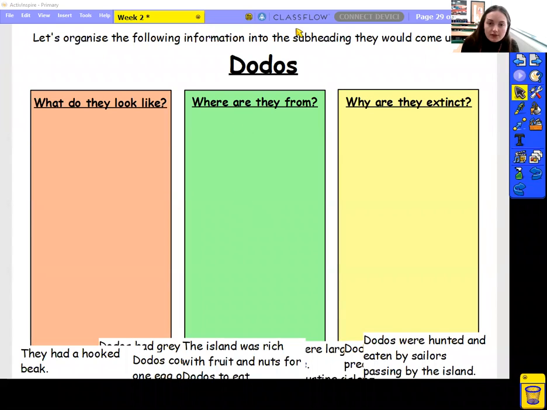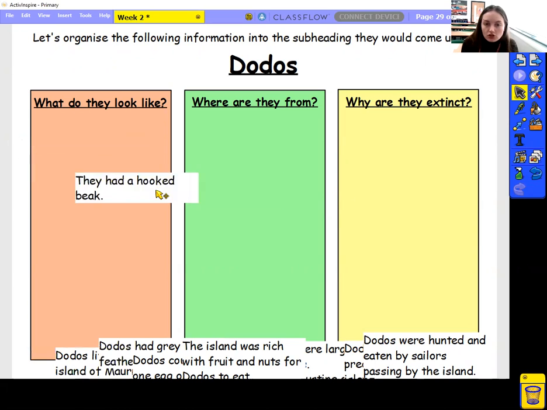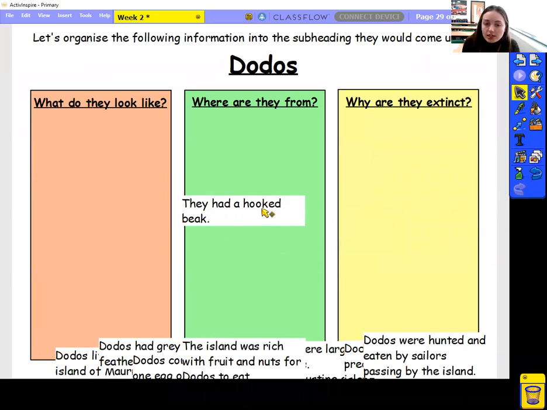Okay, so our next activity that we're going to be doing is organising these bits of information into the right subheading. So I'm going to read it and I want you to decide if that sentence talks about what the dodo looked like, where they were from, or why they have become extinct. Okay, so you can just shout out which of those subheadings you think this sentence matches.